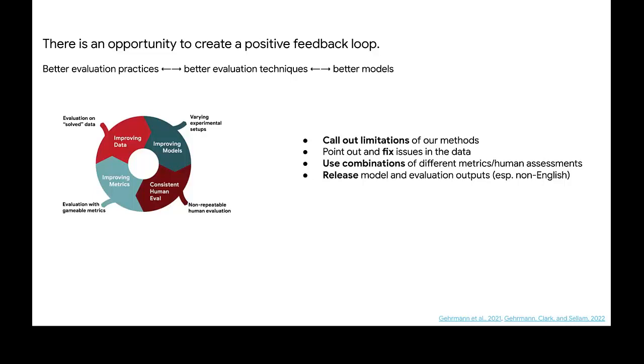And basically what we need to do this is we need to call out limitations of our methods much more strongly. We need to point out and fix issues in the data that we're using. We need to use combinations of different metrics and human assessments rather than just focusing on Rouge alone. And we need to release modern evaluation outputs, especially for non-English language, so that people who do evaluation research, just like myself, can actually use this data to get insights into where models fail and develop better metrics.